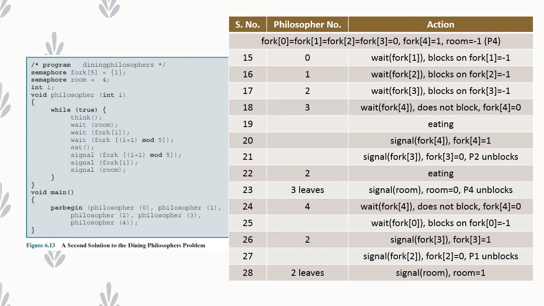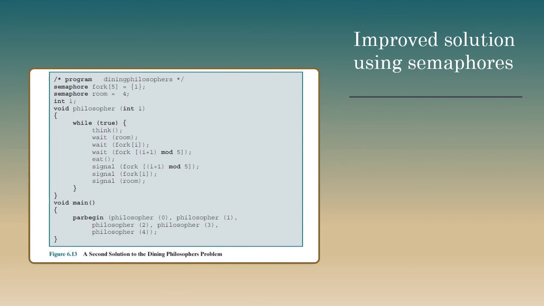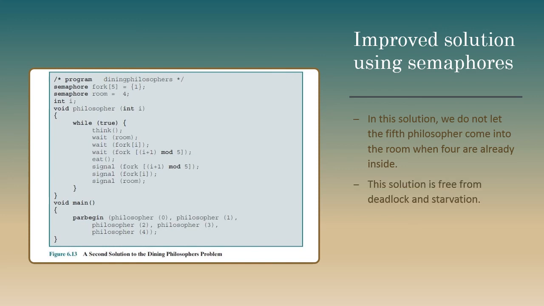You can continue the trace and you will be able to see that each of the philosophers gets to eat and there is no deadlock. Points about the improved solution. In this solution, we do not let the fifth philosopher come into the room when four are already inside. This solution is free from deadlock and starvation.